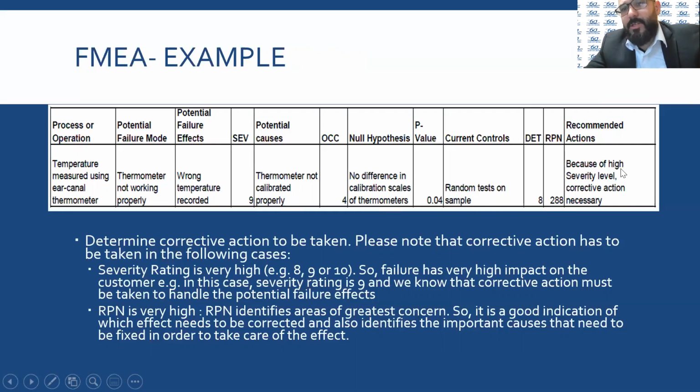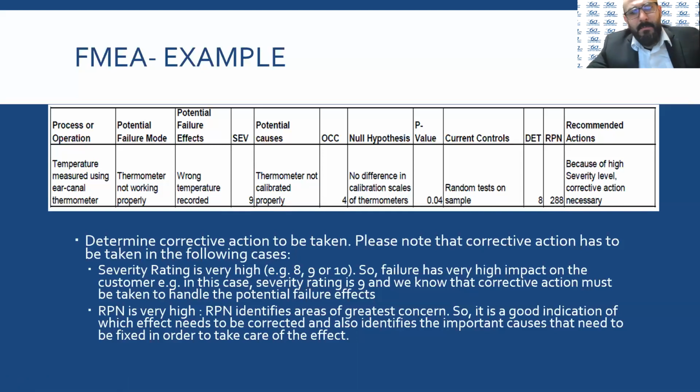Recommended action. What action should be taken? Action should be taken because of the high severity level; corrective action is necessary, because of the high severity, which is 9. The RPN number is important when you have several factors, to focus on one of them. However, if it's only one thing, look into the severity. As you see, the severity is 9. So therefore, you have to take a corrective action to solve this issue.